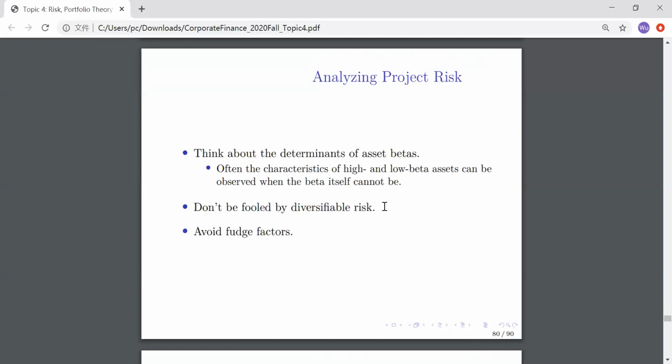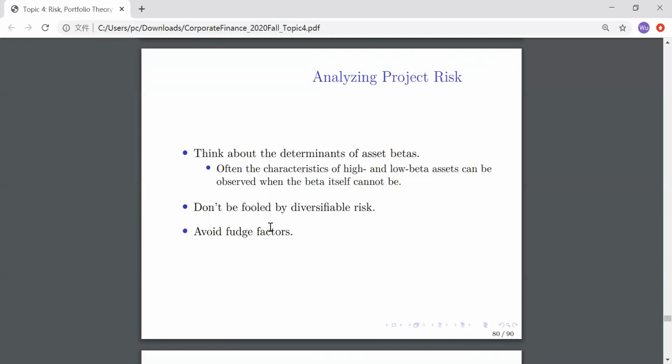Also, we need to avoid fudge factors. So fudge factors are like confusing factors here, right? So you don't want to be confused. And also, the determinants of asset beta, right? So this is also quite an important thing that we need to keep in mind.